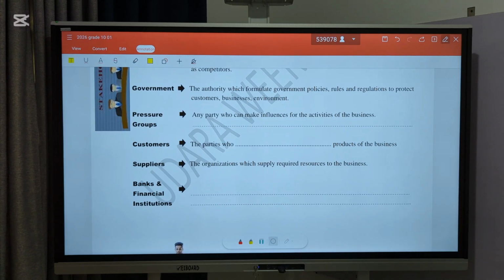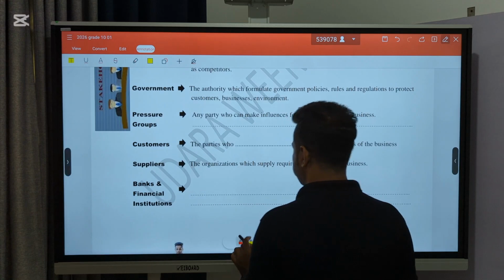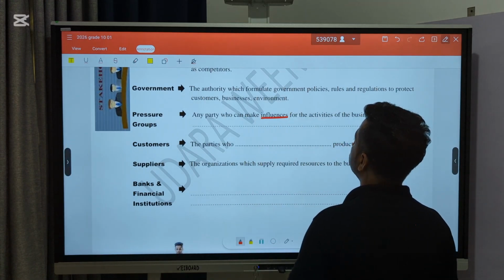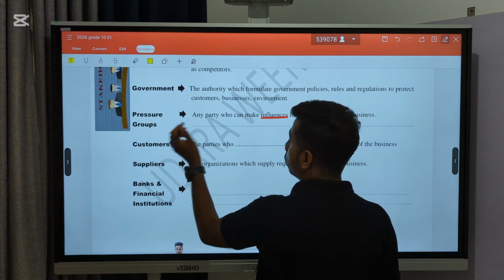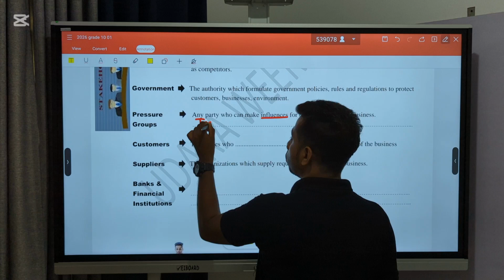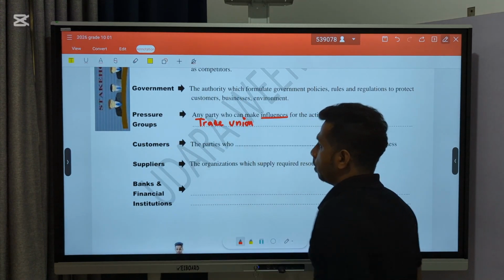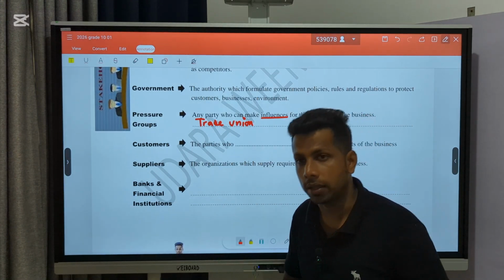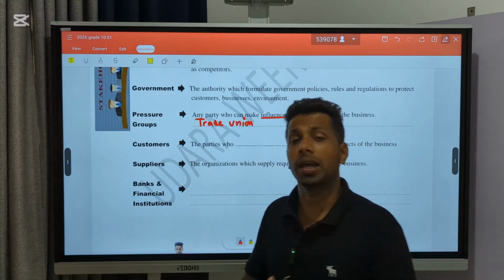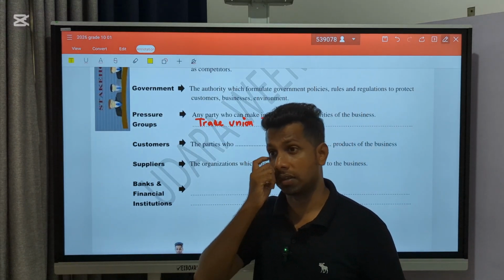A pressure group can be any party who can put pressure on the business operations, any party who can influence the activities of the business, like trade unions. Let's mention a couple of pressure groups, dear children. Trade unions: a number of employees of the organization can form a trade union together to bargain with their employers. That's called a trade union. Such trade unions can make influences.